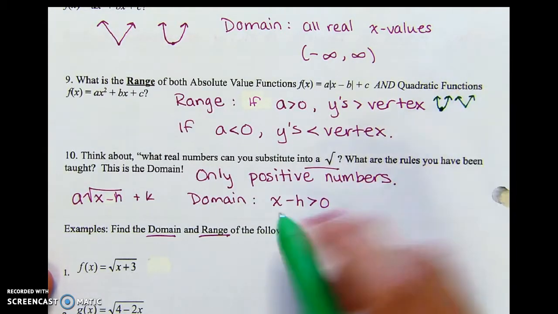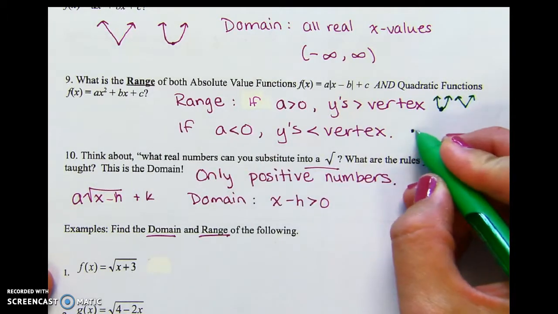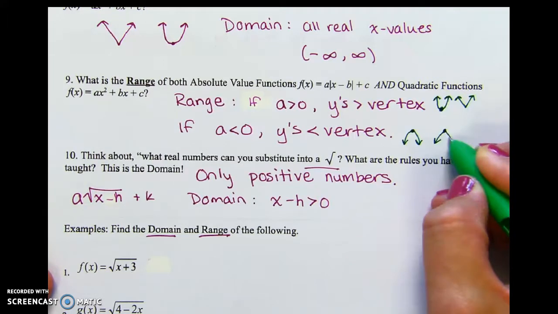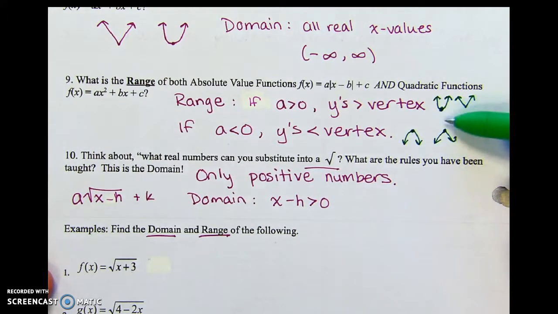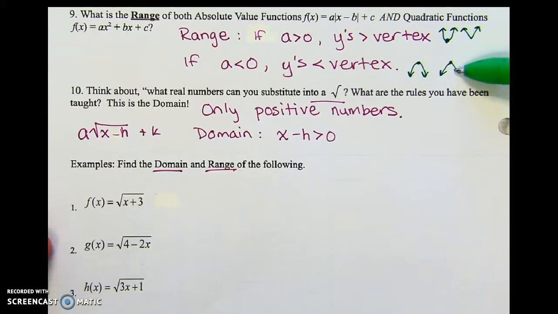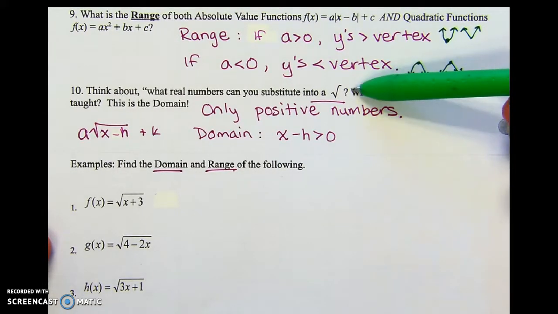All right. What if a is negative? Then your graph is facing down like that. So there's no points up here anymore, but it's from the vertex down. So it's all the y's less than the vertex. All right, so the range is limited based on if it opens up or down. Got it? Yes? All right, what about a square root?